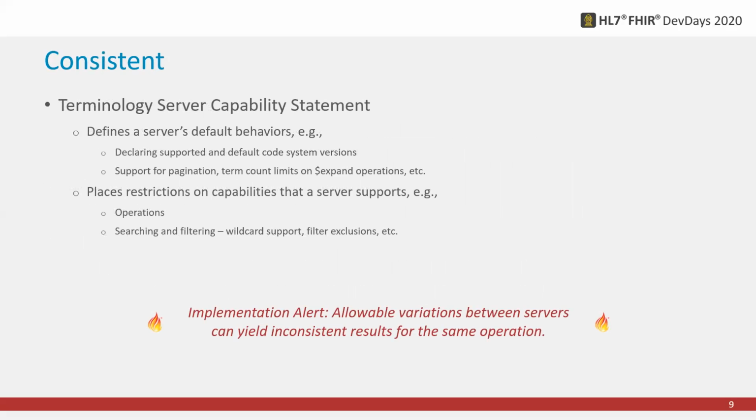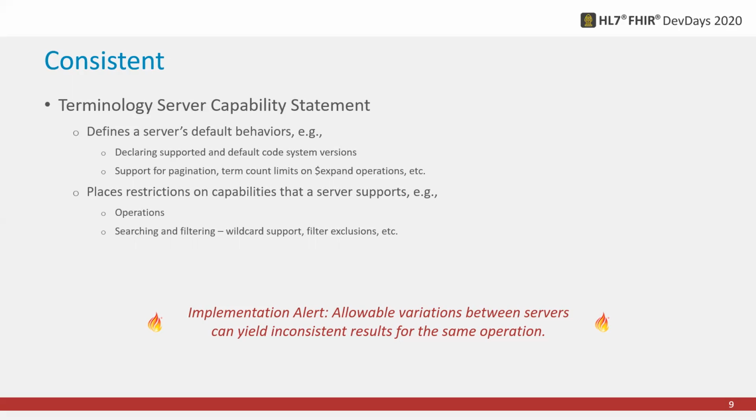From a standpoint of consistency, probably the most important thing I can call to your attention is to pay attention to the terminology server's capability statement. That allows a server by FHIR specification to define default behaviors like what code systems and what versions are supported, things like pagination, term count limits on an expand operation, how many terms would be returned or not, which operations are and aren't done, which searches and filters are supported.